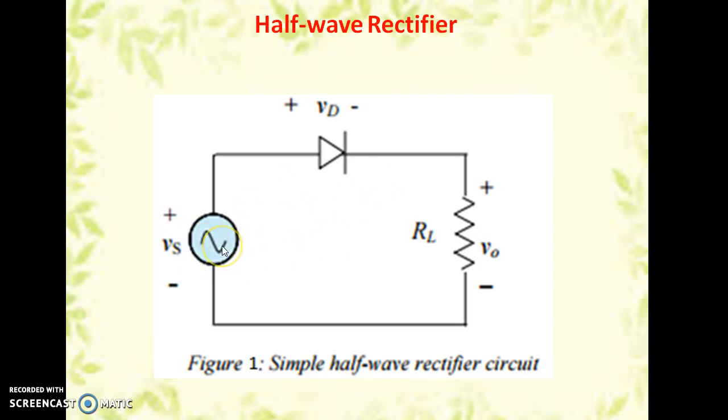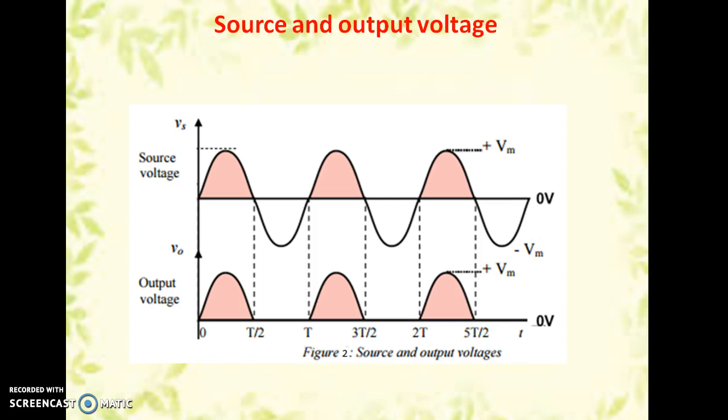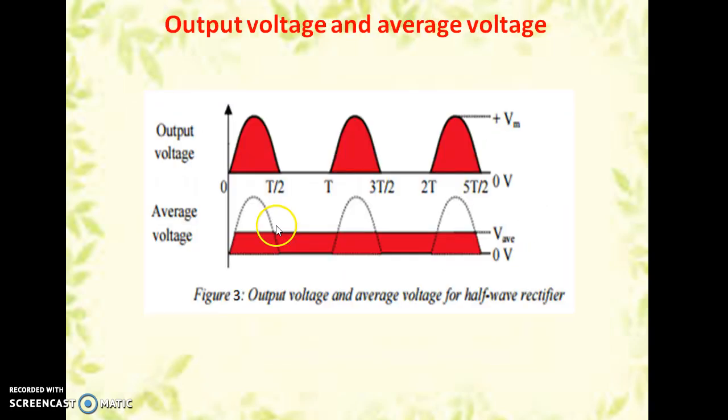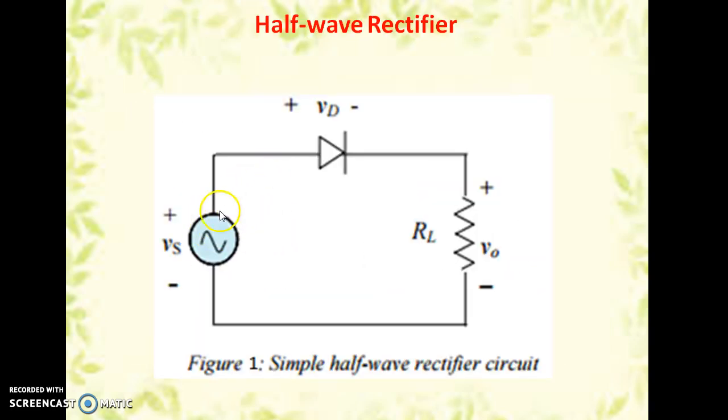We know the source is of alternating nature, so it has two cycles, that is positive half cycle and negative half cycle. You can see from here, this is the source voltage, this is the positive half cycle, this is the negative half cycle. So it changes its polarity after every half cycle. During the positive half cycle, this end will be positive and this will be negative. During this, the diode will be forward biased and will start to conduct.